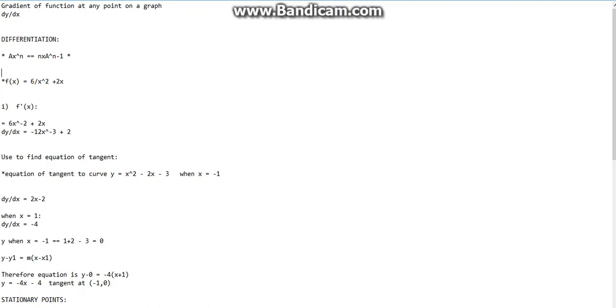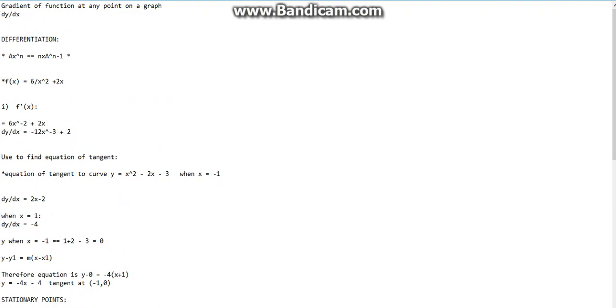Okay, so what if you got 6 over x squared plus 2x? Well, the first thing you'd do is change the 6 over x squared into 6x to the power minus 2. That makes it a lot easier for you. dy over dx equals minus 12x to the power of minus 3, plus 2. Because 2x is 2x to the power of 1, and 1 times 2 is 2, and 1 minus 1 is 0, so the x disappears, so it's just 2.